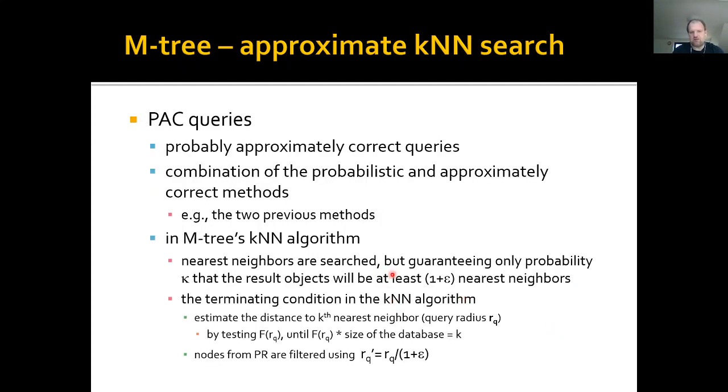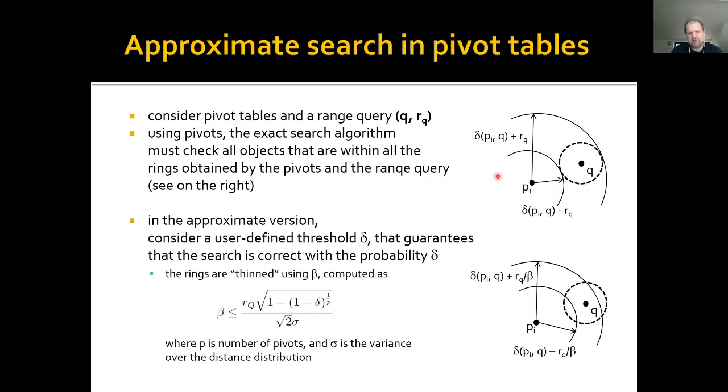So combining these two optimizations results in probably approximately correct queries. This is funny, because it's approximately correct queries, but only probably approximately correct queries. So there are two levels of approximation, and it leads to the fastest search, but also the largest errors. So these were the methods in the KNN algorithm for M-tree and the alteration. And now we look briefly at others, and that is approximate search in pivot tables.